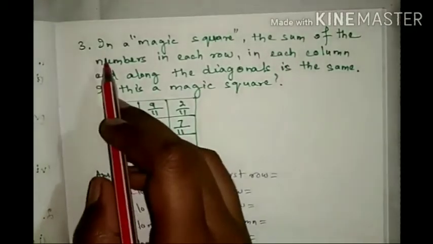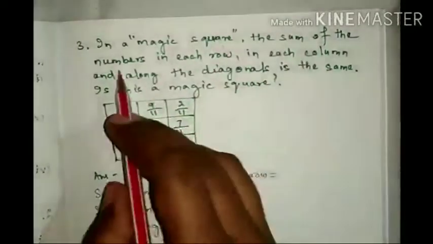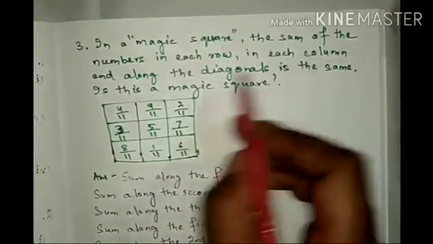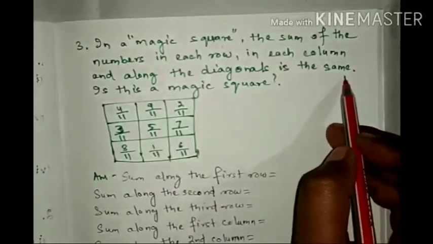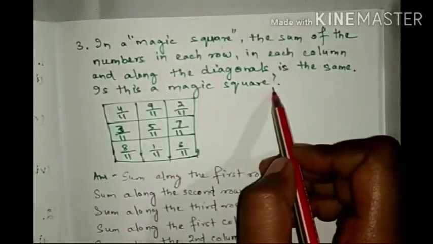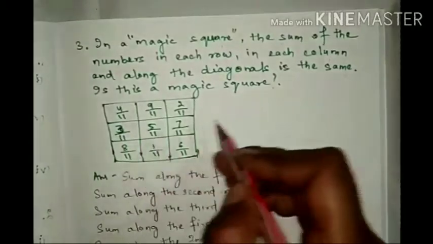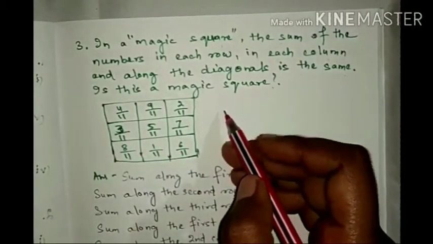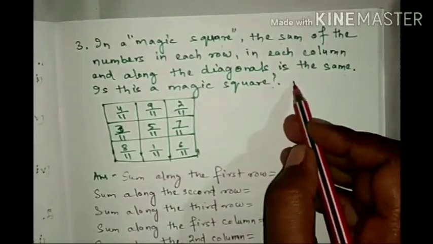Question number 3. In a magic square, the sum of the numbers in each row, in each column and along the diagonals is the same. Is this a magic square? We have done this one like this, and we have done it in integers also. So we'll check, is this a magic square?